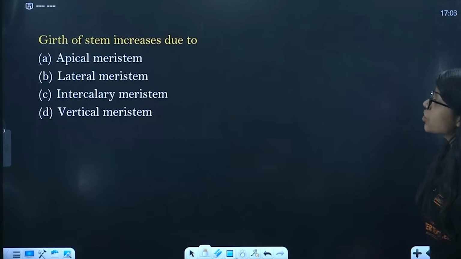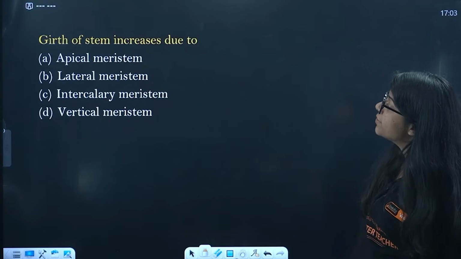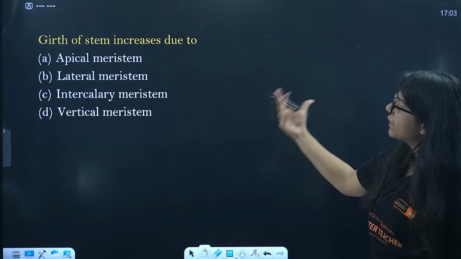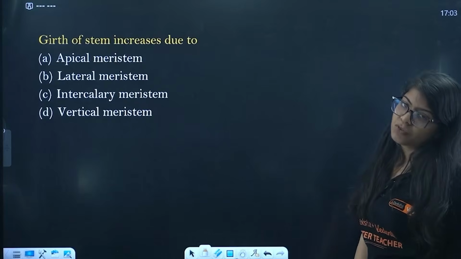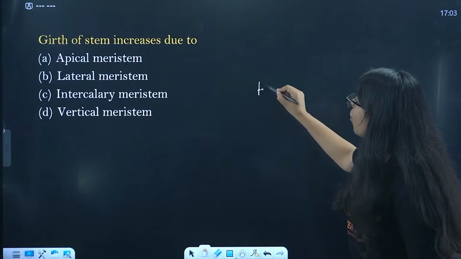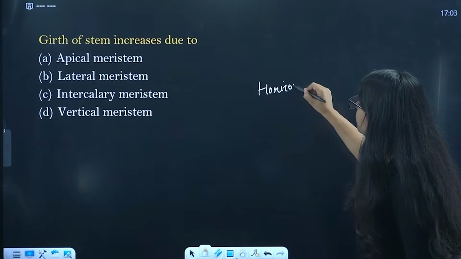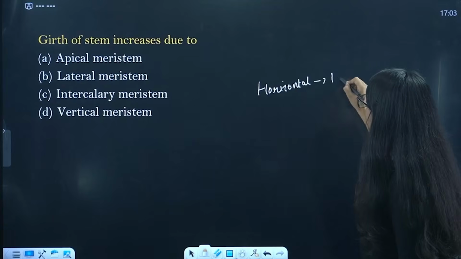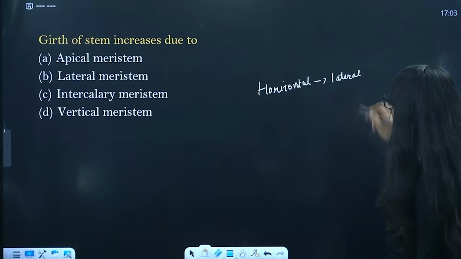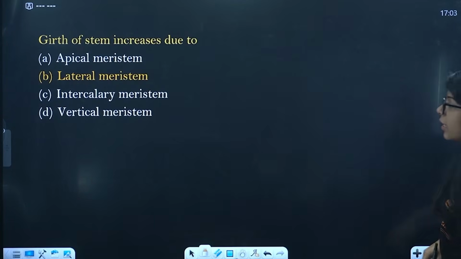Next question: girth of the stem increases due to apical, lateral, intercalary, or vertical? Of course, lateral. It is your horizontal growth, so that relates to lateral. So lateral meristem is your answer.